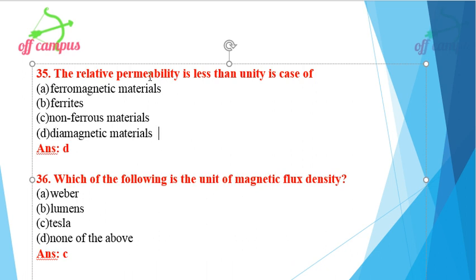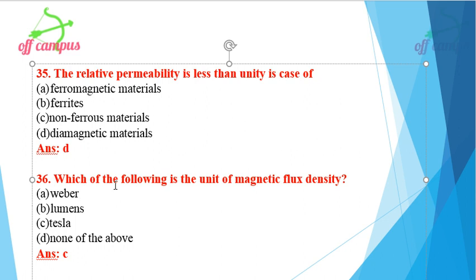For relative permeability less than unity, the material is diamagnetic. For paramagnetic it is slightly greater than unity. For ferromagnetic it is much greater than unity. So relative permeability less than unity is the case of option D, diamagnetic materials.